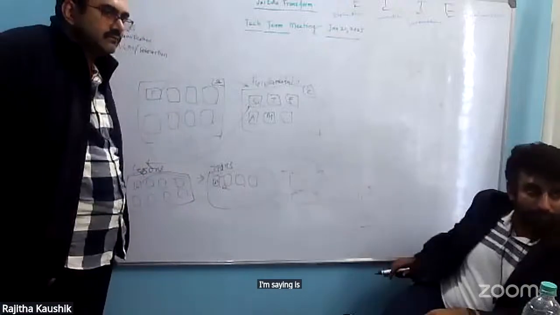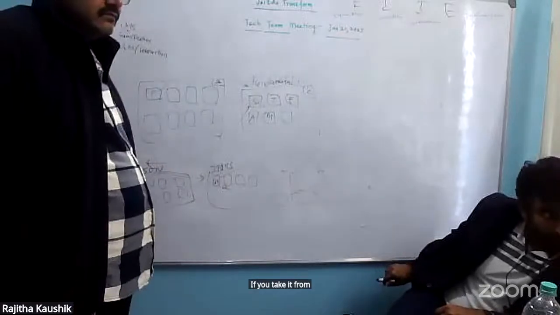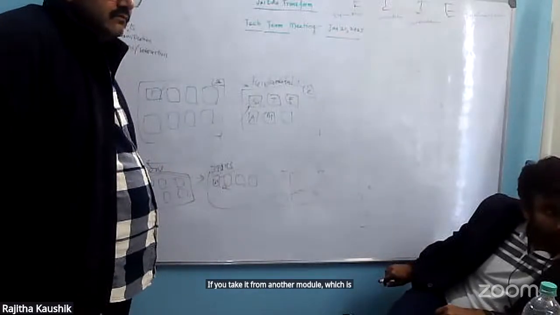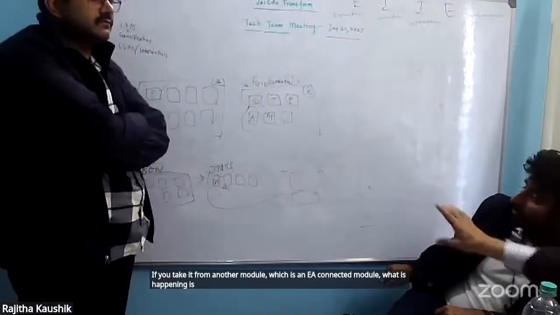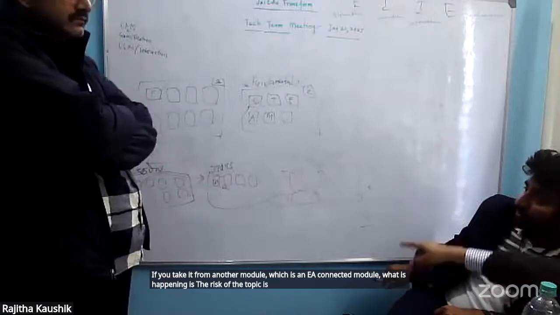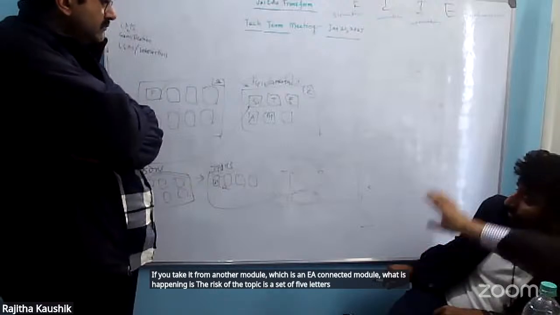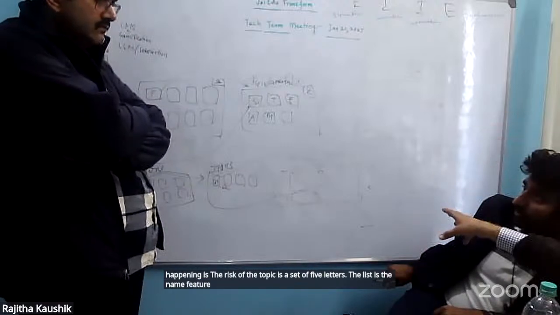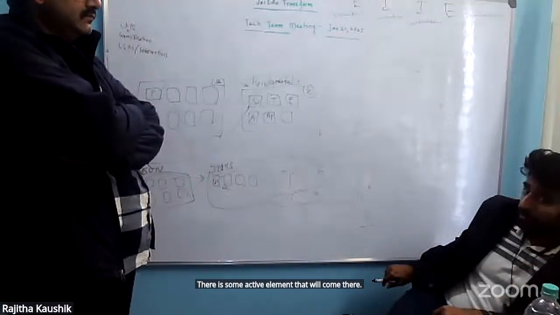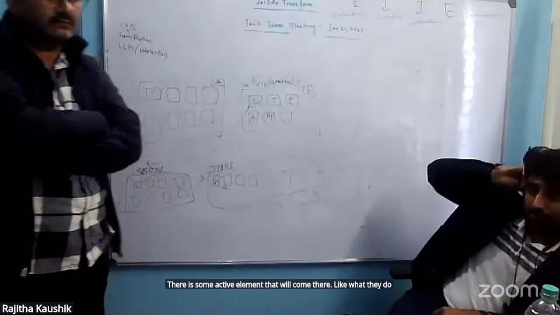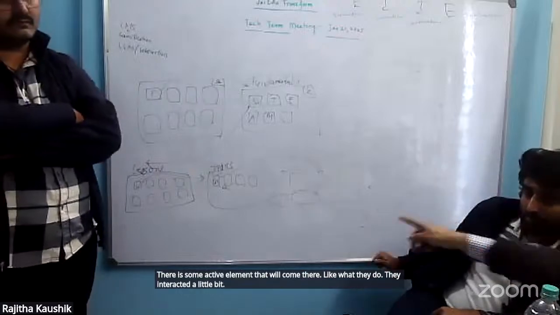If you take it from another module, which is the AI connected module, its domain is different. What is happening is, this electricity topic comes from this set of files, which is already correct, whereas the name may also have some set of files. There is some active element that will come there, like an AI interacted element. These are passive.